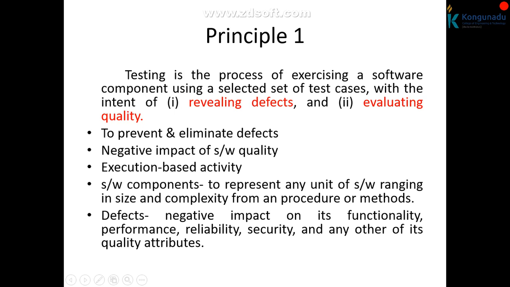Next term is defects, software defects. The term defects, as used in this and in subsequent principles, represents any deviations in the software that have a negative impact on its functionality, performance, reliability, security, and any other of its quality attributes. So this is the first principle, that means execution based principles.